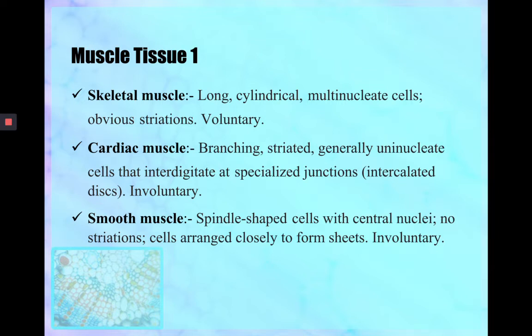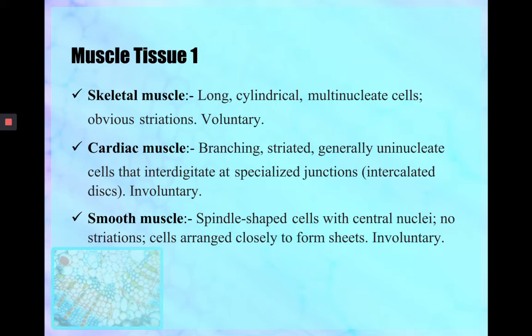You could have a question that asks about the number of nuclei, and you want to make sure you know that skeletal muscle is the only one that has more than one nucleus. The rest are uninucleate. We can also talk about the action of this muscle. Of course, it's contraction, but is it voluntary or involuntary? Well, skeletal muscle is the only muscle that contracts voluntarily. The others are under involuntary control by the nervous system.